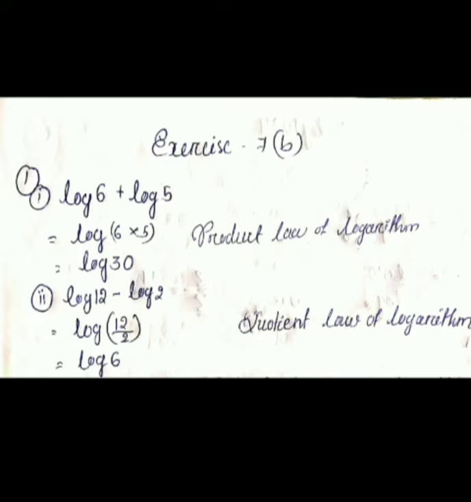So here the sum and difference of logarithms is given. We have to express it as a single logarithm. Okay? So in question number 1, it is given log 6 plus log 5. So two logarithms are given, and that sum you have to find out and convert into a single logarithm.